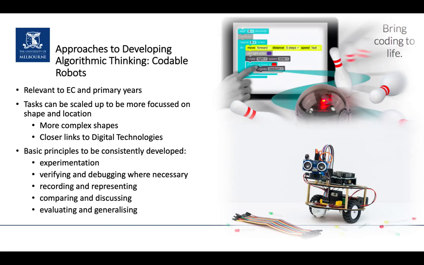Some principles that we should be aware of if we're thinking about codable robots is allowing the students opportunities to experiment, really focus on the ideas of verifying and debugging their code. They need to make sure that they're recording and representing their code, not just trying to remember it. They can compare and discuss with each other, and they can evaluate and generalize.